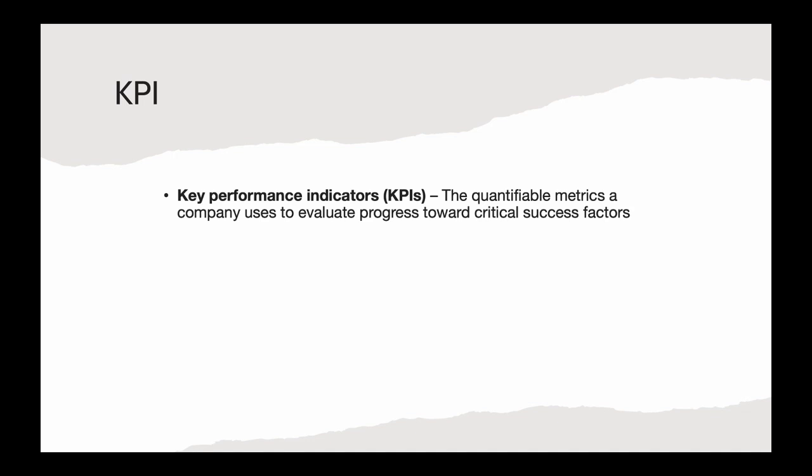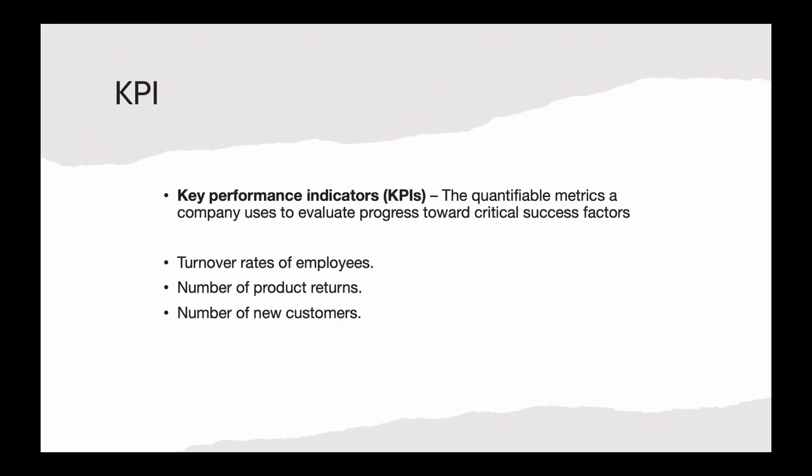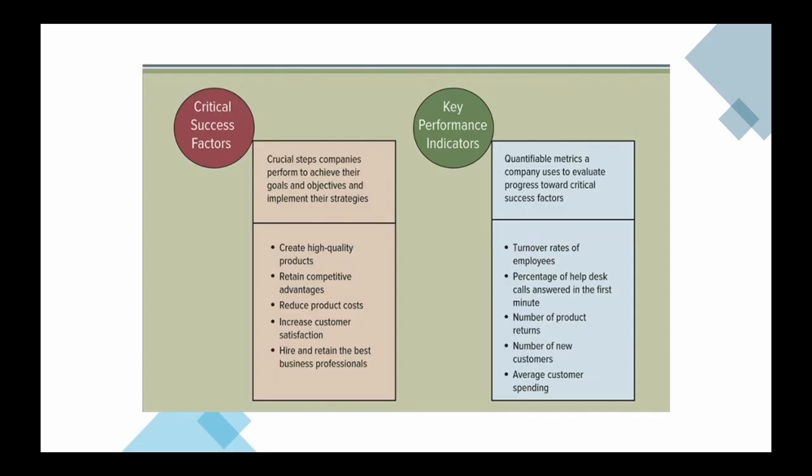Key performance indicators, on the other hand, are performance measurements, meaning quantifiable metrics a company uses to evaluate progress towards critical success factors, such as turnover rates of employees, number of product returns, number of new customers, average customer spending. These are examples of critical success factors and key performance indicators.